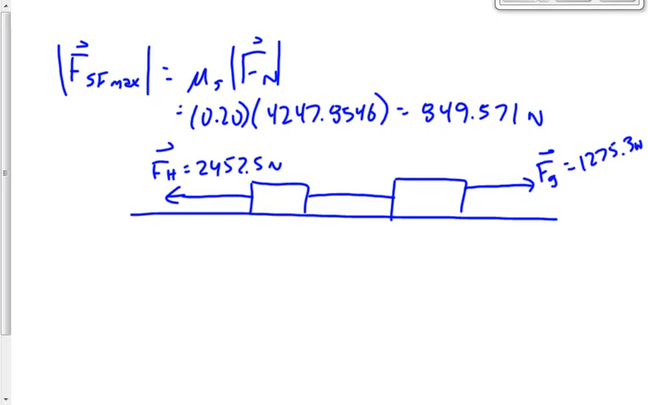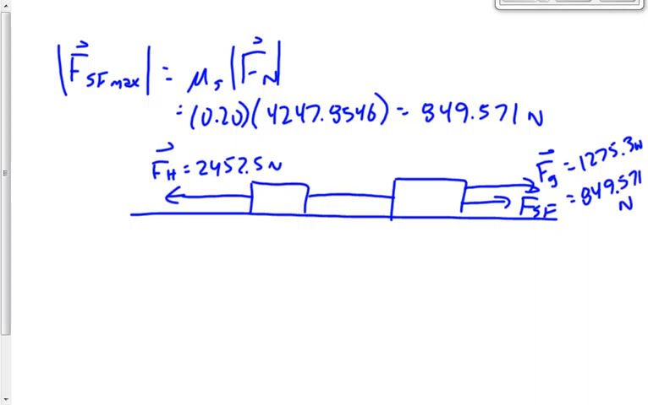1275.3 newtons. And then we've got friction. Which way does friction act? Static friction. If it doesn't move, which way would static friction act? Up the hill, right? In this diagram, it's going to act to the right. The maximum possible force of static friction is 849.571 newtons.